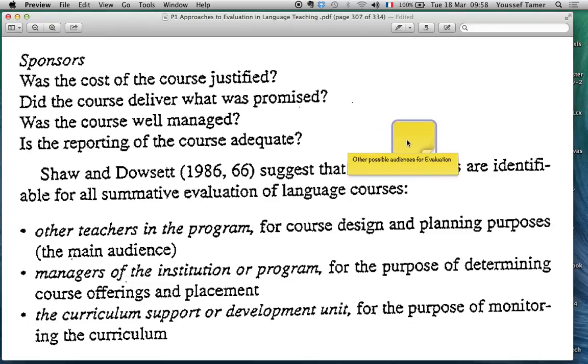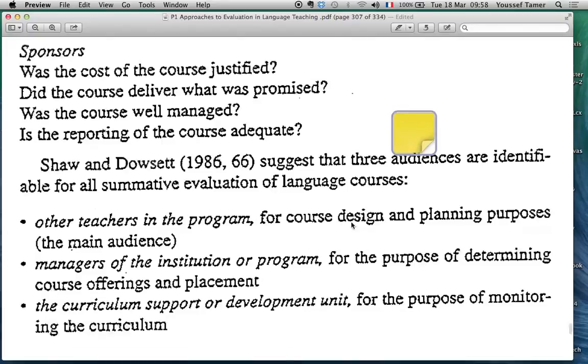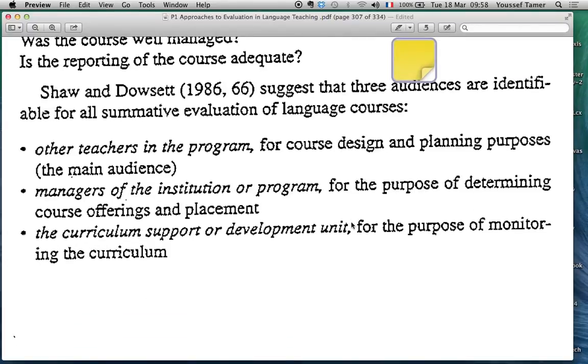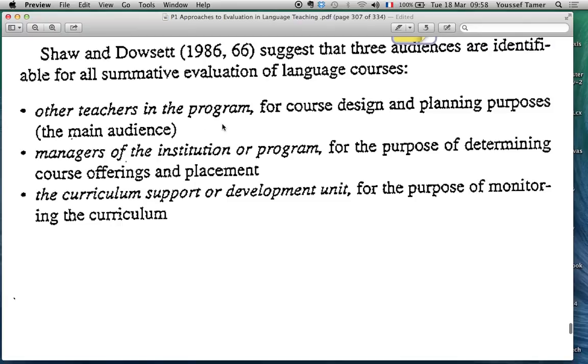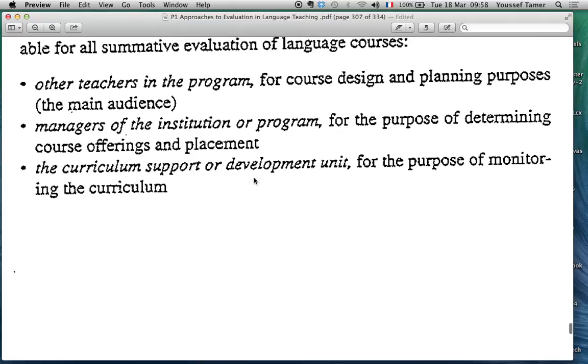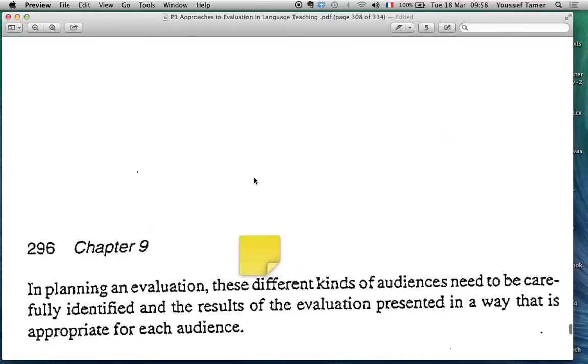Other possible audiences for evaluation, as I put it here: in addition to the audiences we have mentioned so far, there are other possible audiences like other teachers in the program for course design and planning purposes, managers of the institution or program, curriculum support and development unit, like a department, and others.